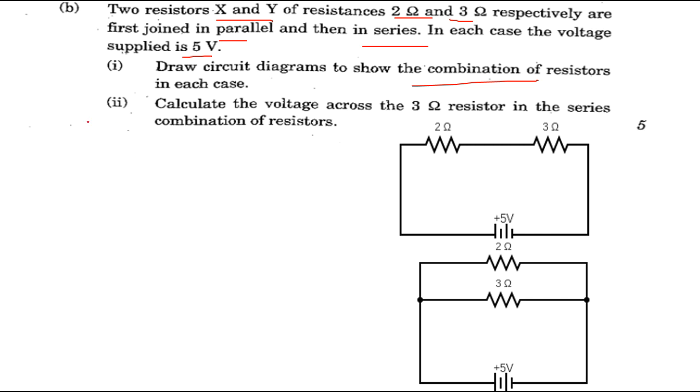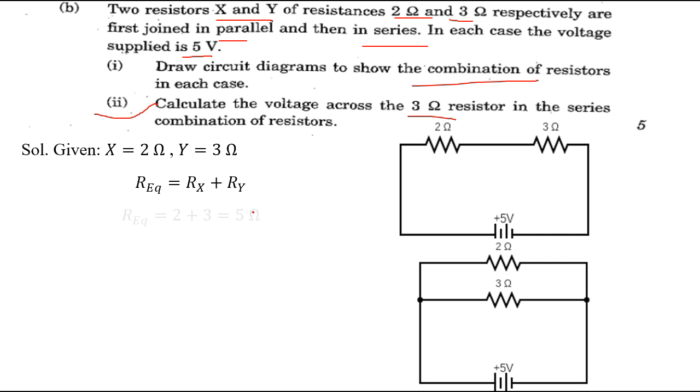Now in the second part it is saying to calculate the voltage across the 3 ohm resistor in the series combination. For this we can write whatever is given: X is 2 ohm, Y is 3 ohm, and V is 5 volt. Since it is a series combination, R equivalent will be equal to Rx plus Ry, which gives 2 plus 3, equal to 5 ohm.